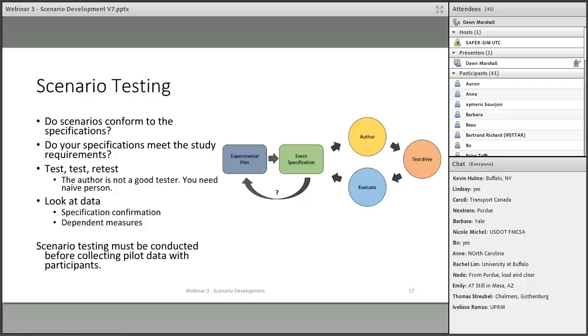We've been talking about this the whole time, but test and retest. We've just mentioned that the author is not a good tester. You need a naive person. And then look at the data. Looking at the data is something I'd suggest you do from the very beginning. It always seems like the next thing, but look at your data. Look at all the dependent measures that you're going to look at early and often. Look at those confirmation variables that you're putting in early and often.